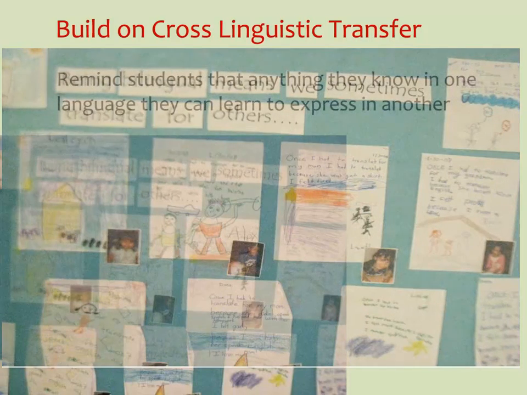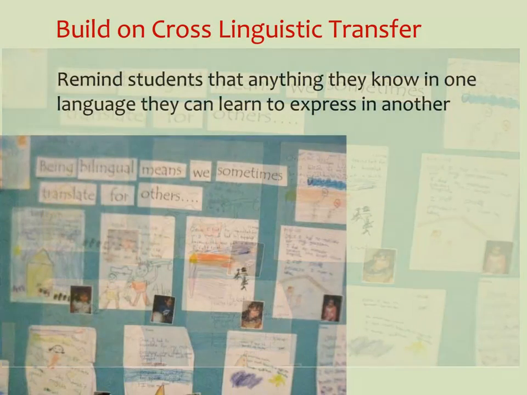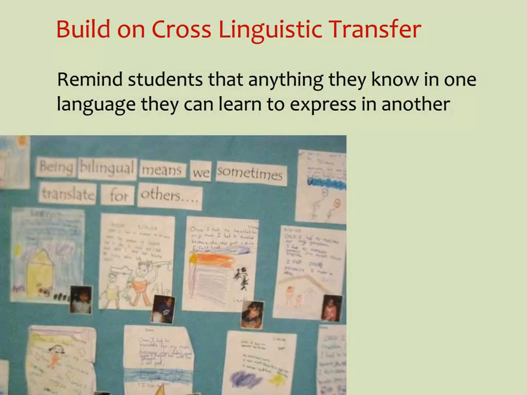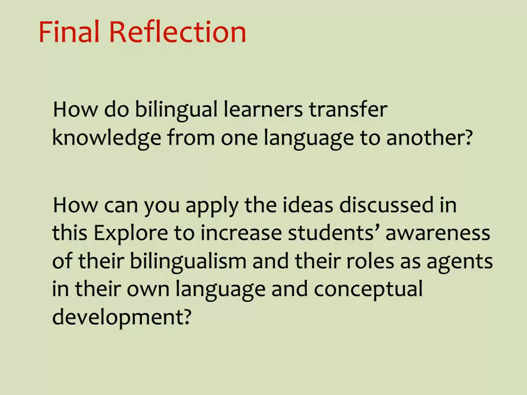In terms of cross-linguistic transfer, the important message is that all languages do what every language can do, and students can think about how to use what they already know and can do to make sense of and build skills in another language. Before you begin the Make It Work activities, reflect on this week's guiding question. How do bilingual learners transfer knowledge from one language to another? How can you apply the ideas discussed in this Explore to increase students' awareness of their bilingualism and their roles as agents in their own language and conceptual development?